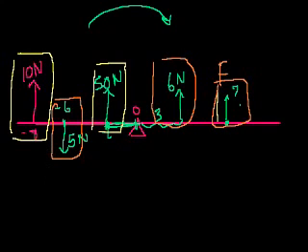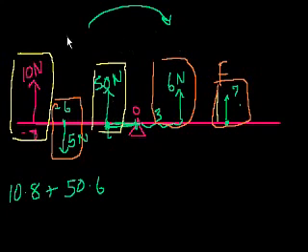So what are the counterclockwise moments? Well, this one's counterclockwise, so it's 10 newtons times its distance, its moment arm. We said it's 8, right? Because it's the x-coordinate minus 8 from 0. So it's 10 times 8, plus 50, right? This is also counterclockwise, times 6. 50 times 6. And those are all of our counterclockwise moments, and that has to equal the clockwise moments.